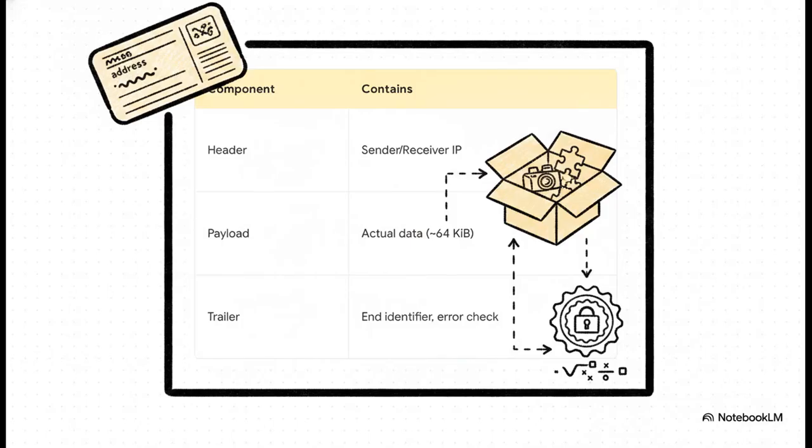Think of a single data packet exactly like a physical package you'd send in the mail. The header acts as your shipping label, packed with the sender and receiver IP addresses and a sequence number. Then you've got the payload, which is the actual contents or data chunk. And finally, the trailer is basically a security seal. It uses a mathematical formula to make absolutely sure no data was corrupted during the trip.